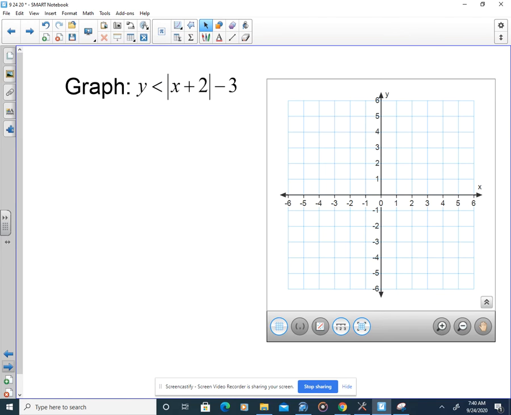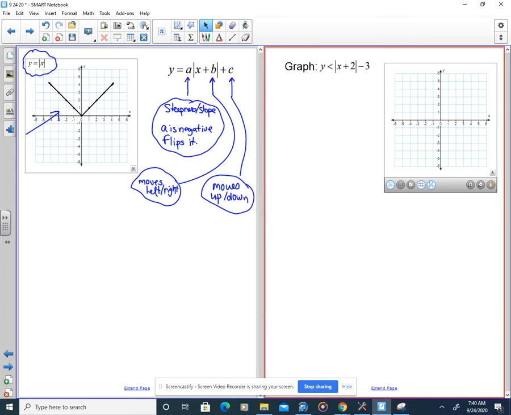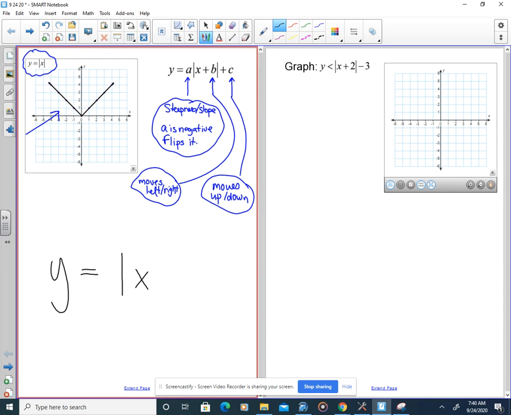Here's the new stuff. I want to graph this inequality. y is less than the absolute value of x plus 2, minus 3. But this belongs to that family, the absolute value family. So let's see, what did we add? So let's look at the parent graph. So here's the parent graph. Remember, we got y equals the absolute value of x. What are some changes that we made over here?